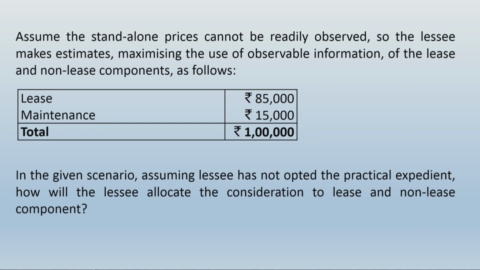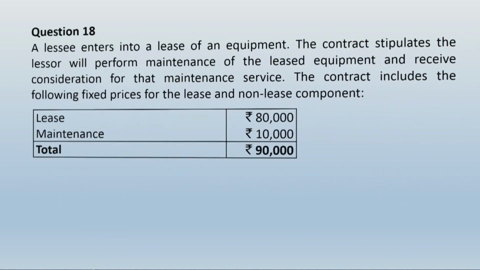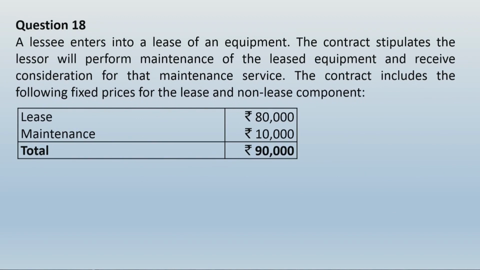In the given scenario, assuming lessee has not opted the practical expedient, how will the lessee allocate the consideration to lease and non-lease components? So friends, first of all, lease and non-lease amounts have been given to us directly, 90,000 as total amount, and the split is given between the two. I'll show you that part of the question once again. You can see this amount 90,000 what is payable is already allocated between the lease and maintenance as 80,000 and 10,000, but do not ever commit mistake of considering the split of 90,000 as 80,000 and 10,000.